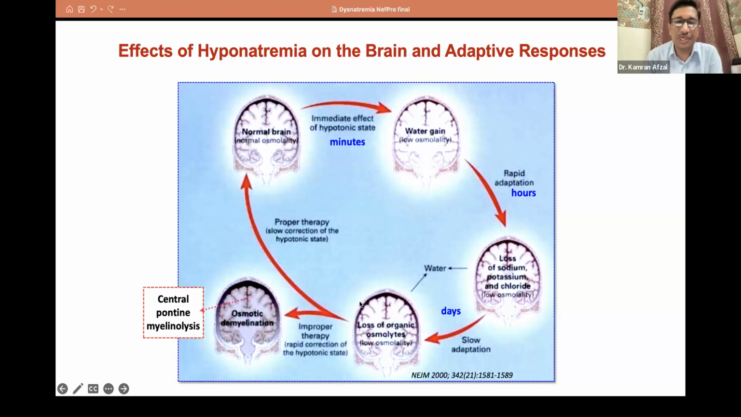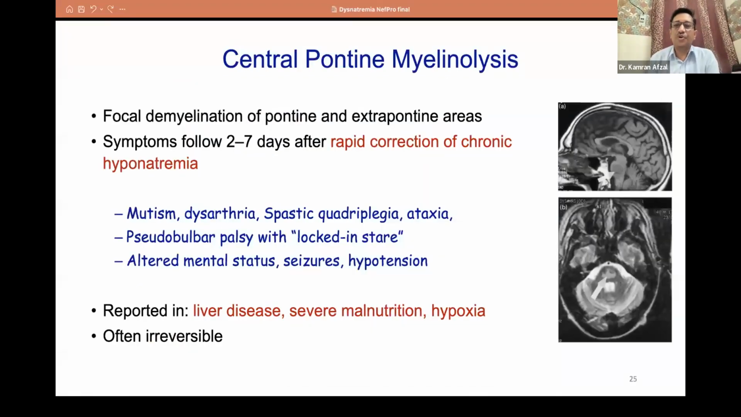Now, in this situation, if we correct the hyponatremia fast, this would result in movement of water from the brain parenchyma, which has a lower osmolarity outside, and this will result in an osmotic demyelination syndrome, which is called central pontine myelinolysis. In this case, this results from a rapid correction of chronic hyponatremia and usually results 2 to 7 days after the correction.